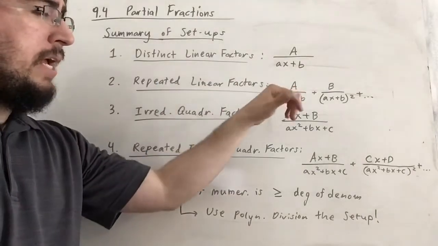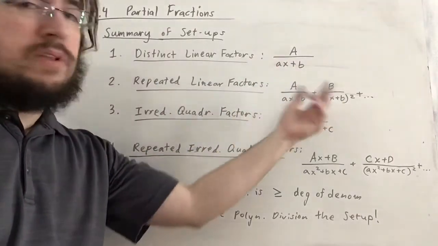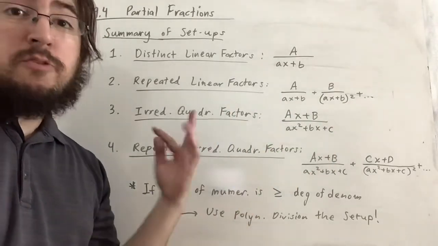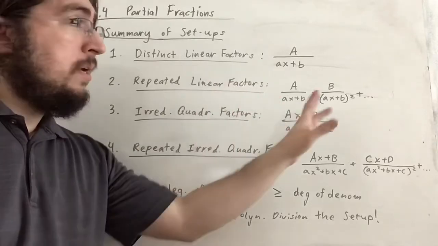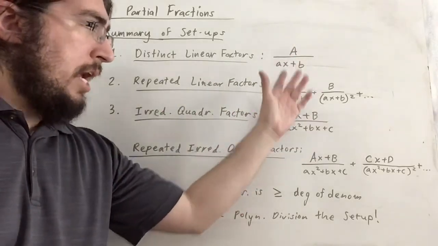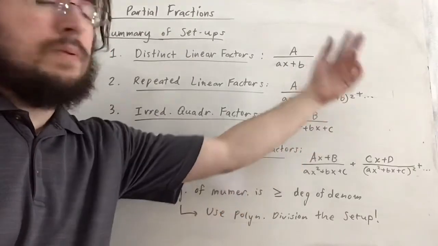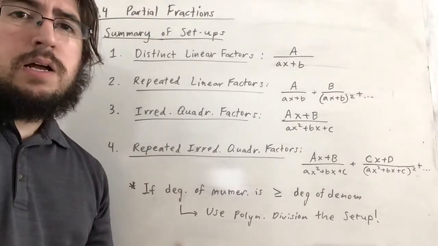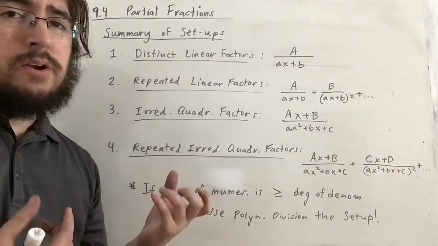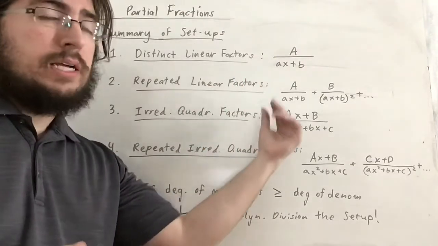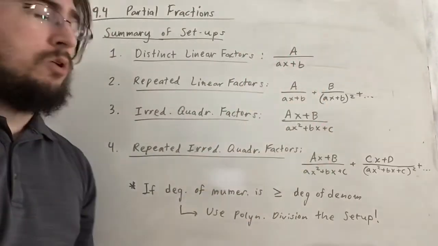We would need A over that factor plus B over that factor squared, all the way up to however many times it repeats. So if there were only 2 of them, we would stop here. But if there were 3 of them, then it would be A over this one plus B over it squared plus C over it to the 3rd power. In fact, in the last example we saw, we had x, which is technically a linear factor, to the 3rd. So that's why we needed A over x plus B over x squared plus C over x cubed.